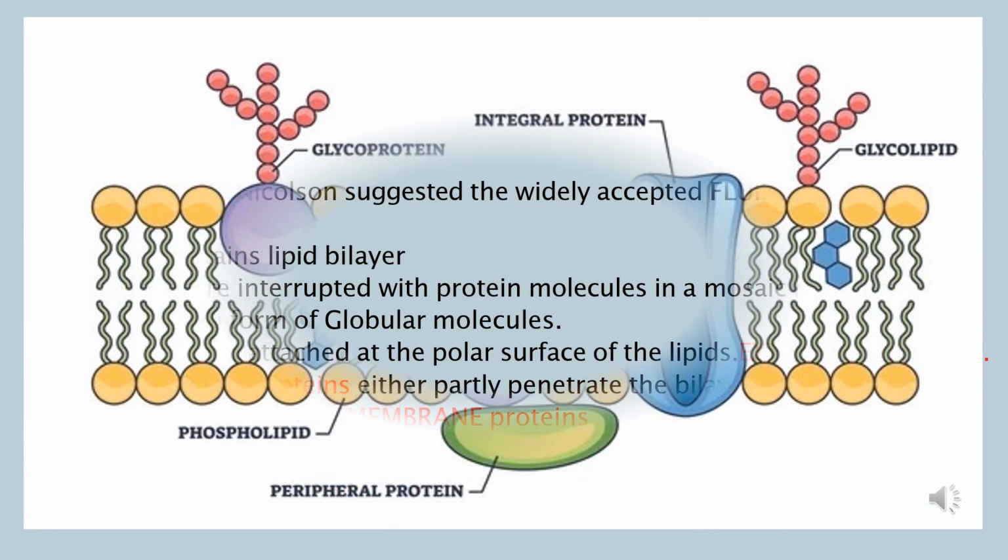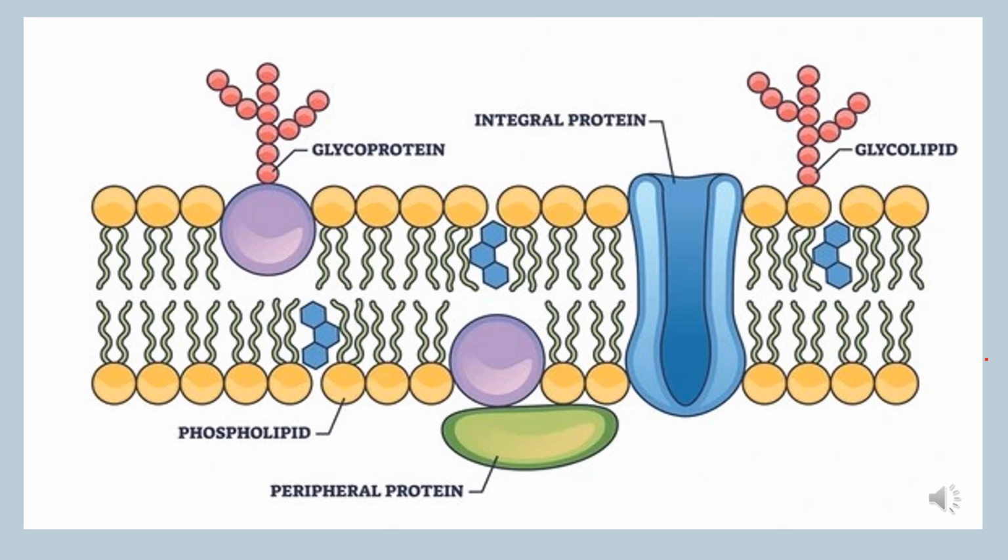According to this model, the membrane is composed of a lipid bilayer, which provides a flexible and fluid base. Embedded within this bilayer are protein molecules that appear in a mosaic-like arrangement. These proteins are globular in shape and differ in their positioning. There are two main types of membrane proteins: extrinsic or peripheral proteins, attached loosely on the polar surfaces of the lipid bilayer, and integral proteins, embedded within the bilayer.